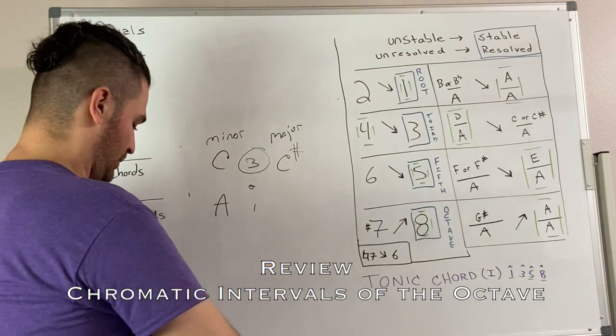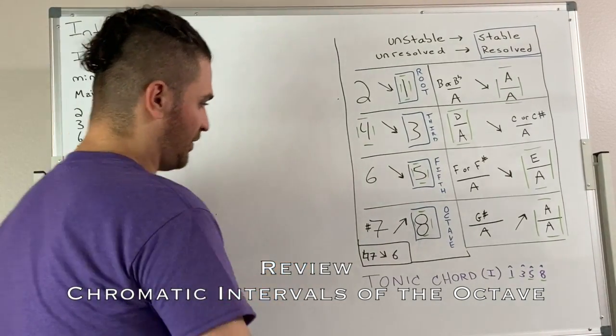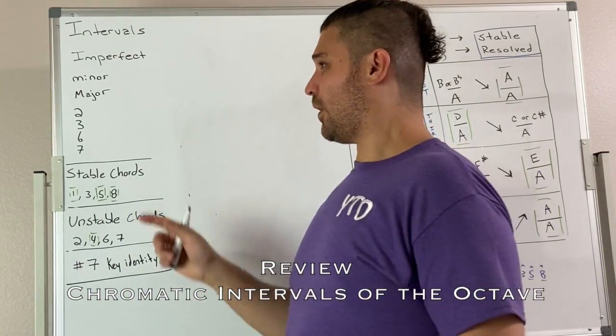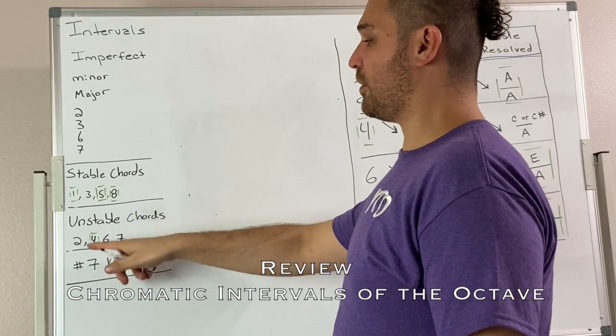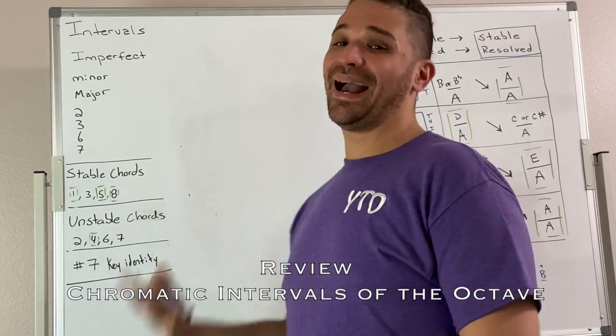We have 7 classes of interval. We have our unison, our seconds, our thirds, our perfect fourths, our perfect fifths, our sixths, our sevenths, and then when we reach the octave, the pattern repeats.